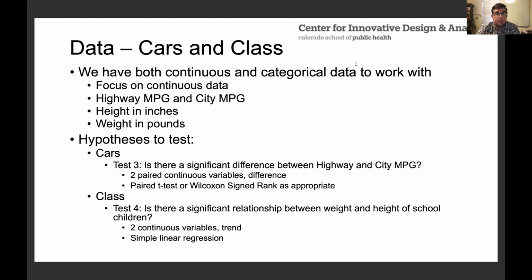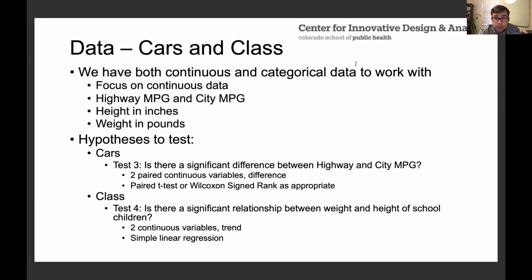And then finally, for our other two data sets, we have both continuous and categorical data. For both of these data sets, we'll focus on continuous data. What I mean by that is we have an actual value assigned to each measurement. For the cars data, we'll look at both highway miles per gallon and city miles per gallon. And for the class, we have height in inches and weight in pounds.